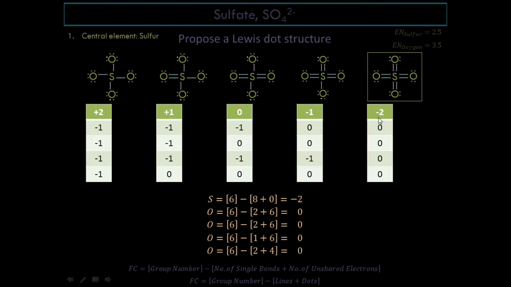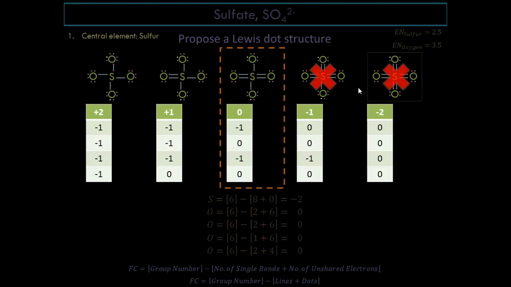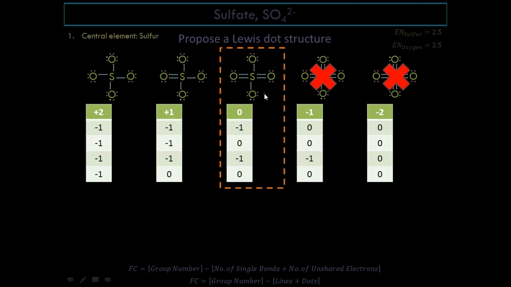Also this one, the negative charge, and it's 2, right? It's negative 2. The negative charge should belong to the more electronegative element, oxygen. So these 2 structures, we don't choose them. Okay? And we choose, so that's quick, we choose the one at the center. Why? Why not these 2?